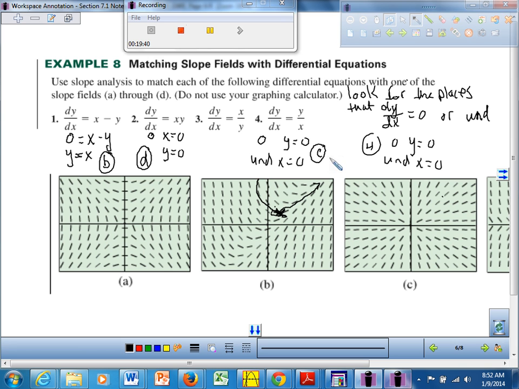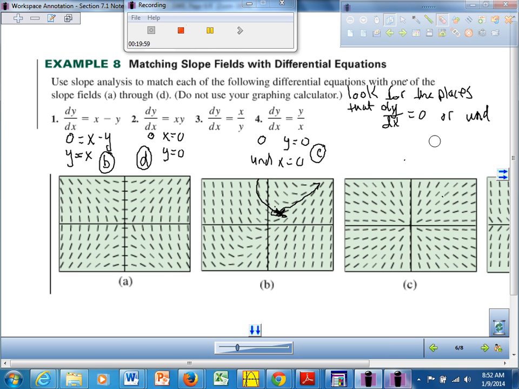Oh, Mike, did I look at the wrong one? Oh, I skipped 3. That's not coming out right. Okay, hold on. So this one is number 4 that I did, right? I'll put 3 over here.